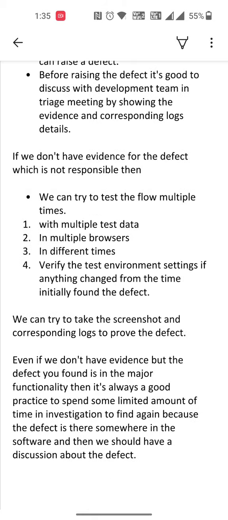Even if we don't have the evidences, but the defect you found is in the major functionality, then it's always good practice to spend some time, a limited amount of time, to investigate that particular defect, because the defect is there somewhere in the software. And then we should have a discussion about the defect with the development team.